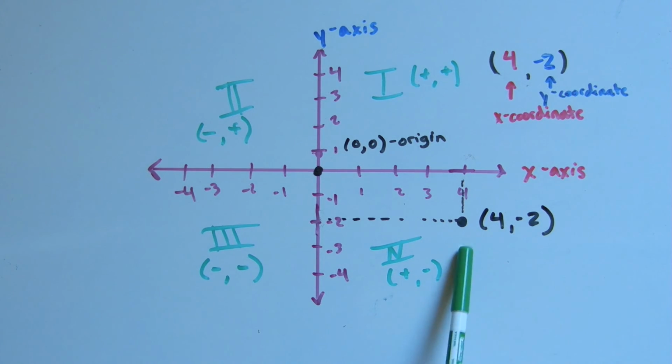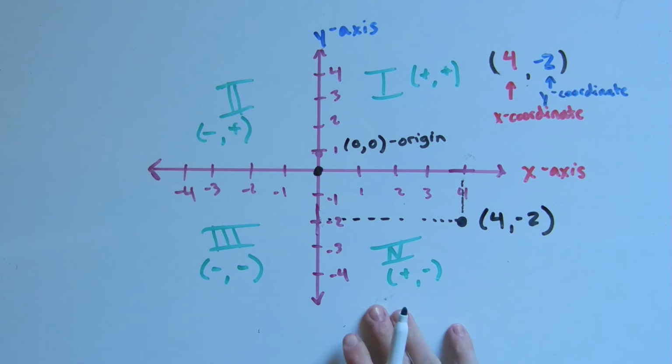So our point that we found for 4, -2 falls within this fourth quadrant. And that is a review of the Cartesian coordinate system.